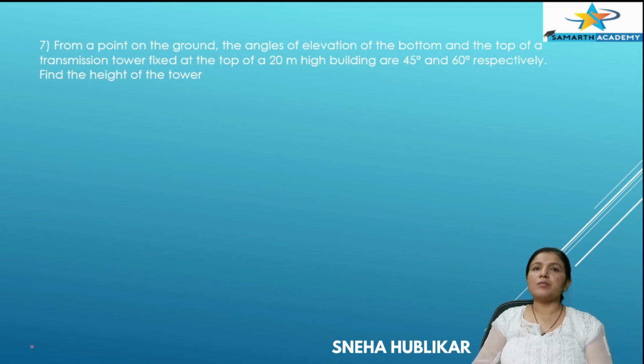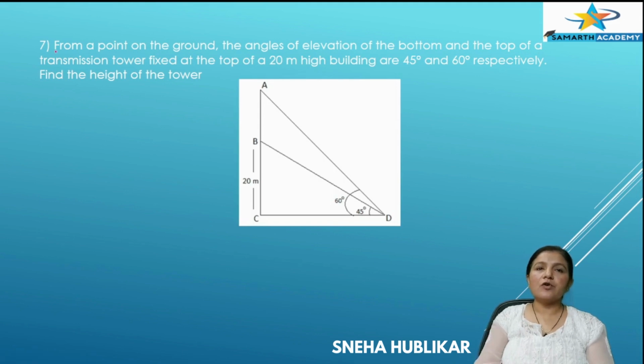Question 7. From a point on the ground, the angle of elevation of the top and the bottom. Okay, let's see the diagram and then explain here. From a point on the ground, the angle of elevation of the bottom and the top of a transmission tower. This is the transmission tower that is fixed on the building, and the angle of elevation of the top and bottom of the tower are 60 degrees and 45 degrees. So you have to find the height of the tower.